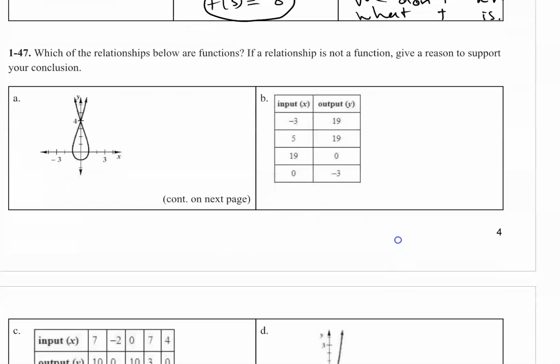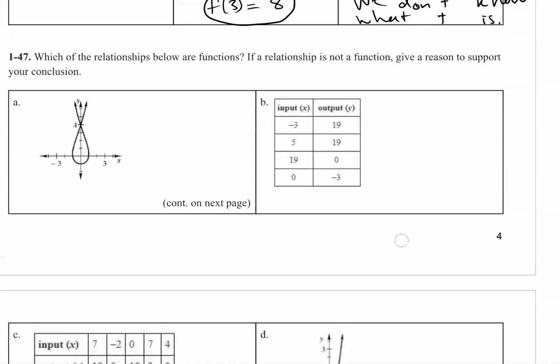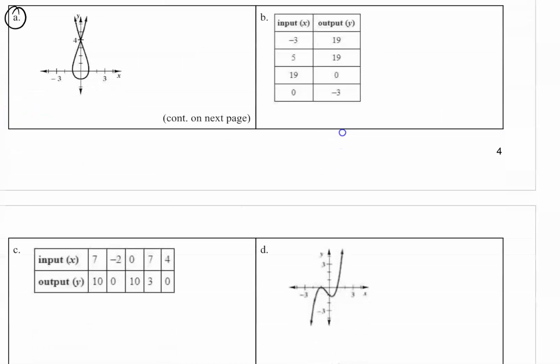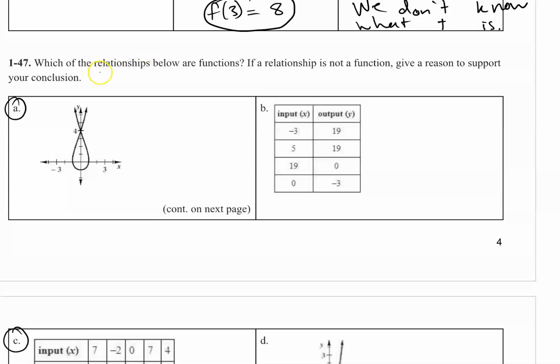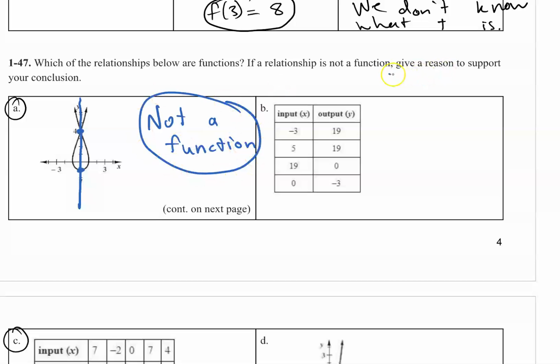Alright, 147. We've got 4 of these, so I'll go ahead and do A and C. Let's start with A. Which of these are functions? If it's not a function, give a reason. In class, we discussed the vertical line test. So let's look at this graph. If I can draw a vertical line, and it hits more than once, it's not a function. And as you can see, that vertical line hit more than once. Not a function.